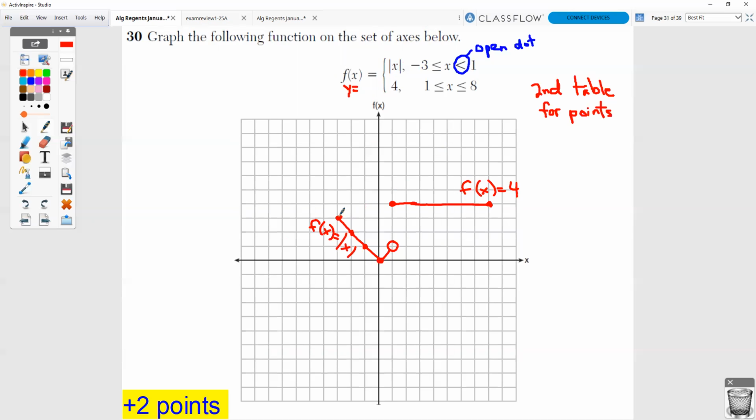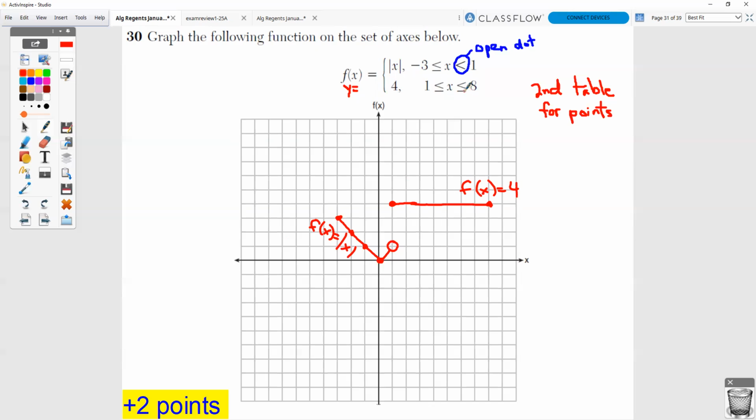So I want to figure out what -3 is, what -2 is, what -1, what 0, and what 1 is for the absolute value of x. Remember, no arrow on the end here because it starts at -3. Then we want to graph this equation. Y equals 4. Remember, a y equals equation is going to be a horizontal line. X equals is going to be a vertical line going up and down. So if you type in y equals 4, we want to know what it is from 1 through 8.